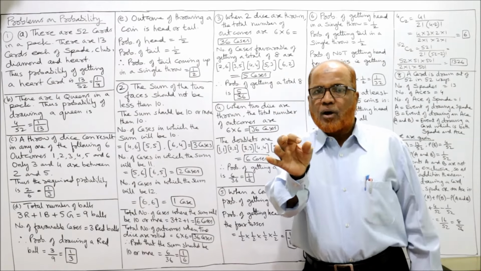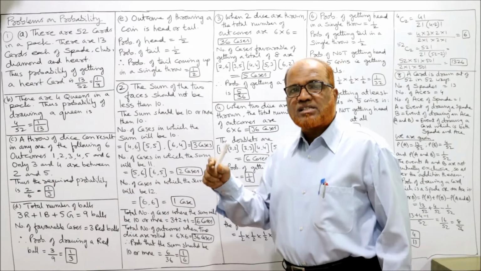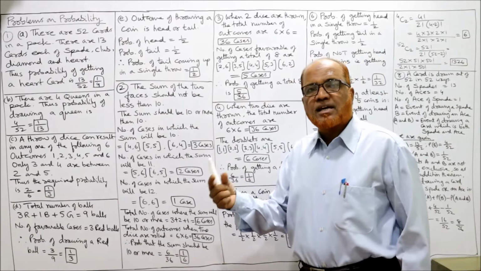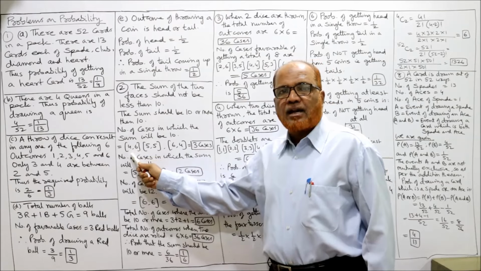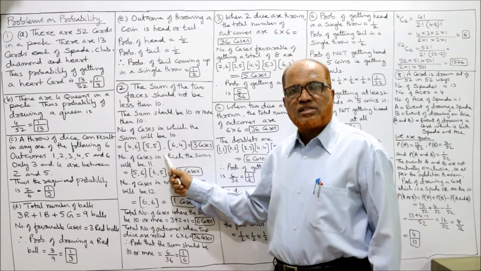Second possibility, first dice 5, second dice 5. Here also it becomes 10. Third case, first dice 6, second dice 4. These are 3 cases where the total sum of the two dice will show 10. So there are 3 cases in which the total will be 10.